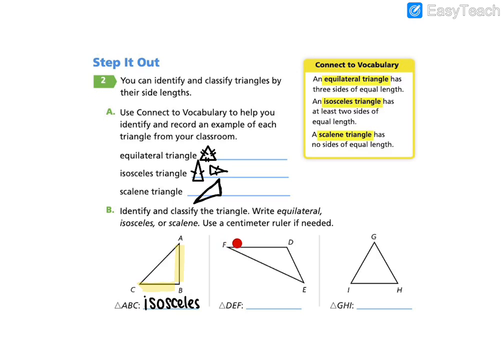Triangle DEF does not appear to have any sides that are equal. So I know this must be a scalene triangle. Lastly, I'll look at triangle GHI. Triangle GHI looks like every side is equal. So I know this is an equilateral triangle.